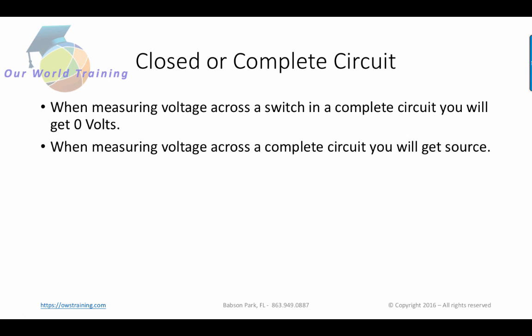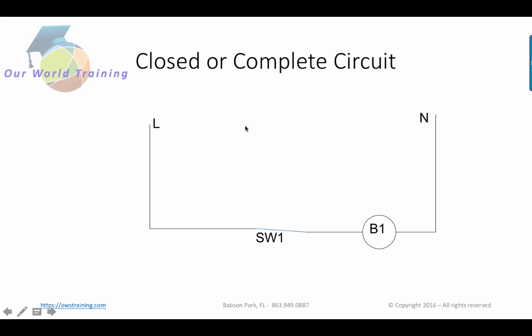When measuring voltage across a switch in a complete circuit, you'll get 0 volts. When measuring voltage across a complete circuit, you'll get source. So in other words, if I go from L to N here, I'm going to get source, 120 volts if this was a 120 volt source. If I measure from that point to that point in this circuit, I'm going to get 0 volts because there's no difference in potential, and we'll talk more about that in a minute.